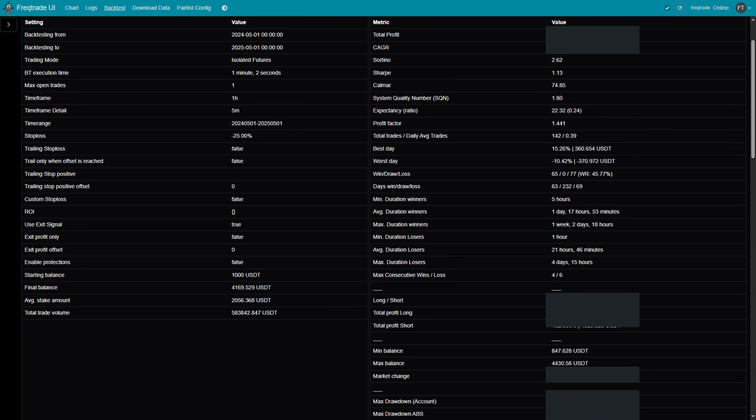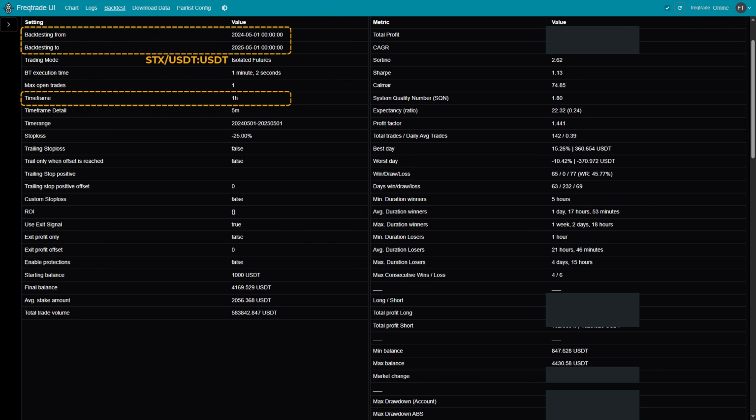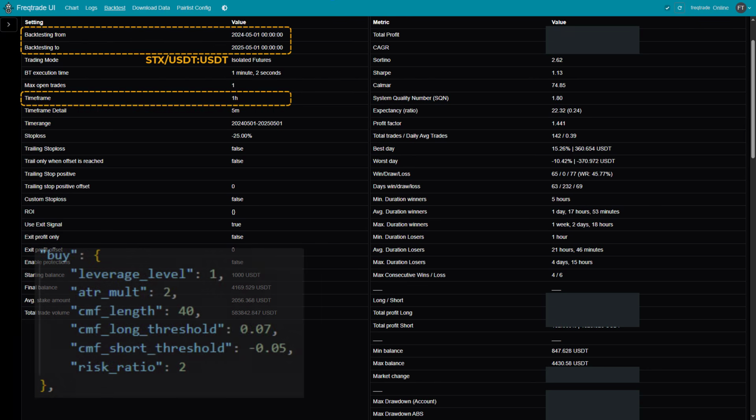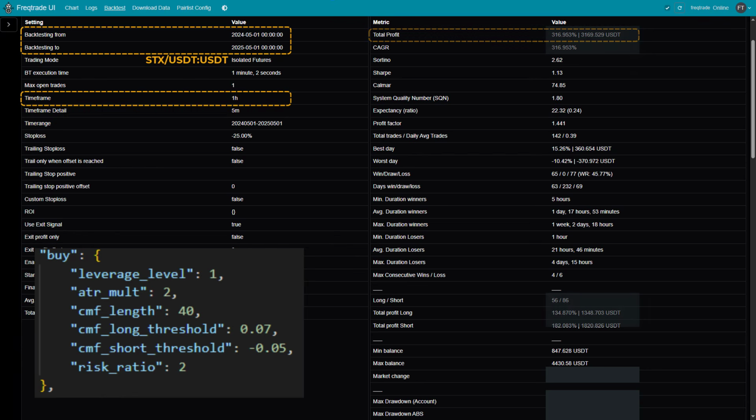All right, let's take a closer look at the backtesting results. The backtest was run on STX perpetual futures using a 1-hour time frame over the past 1 year with the optimized settings. Now, let's break down the results. The total profit achieved was an impressive 316%. During the same period, the market itself experienced a 60% decline, highlighting the effectiveness of the approach.